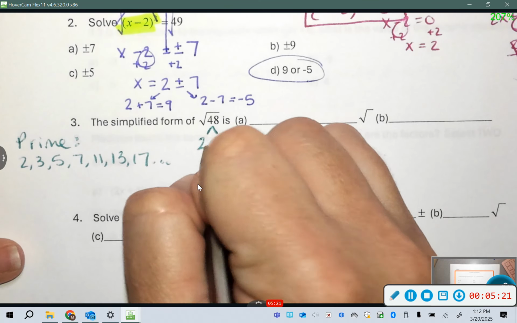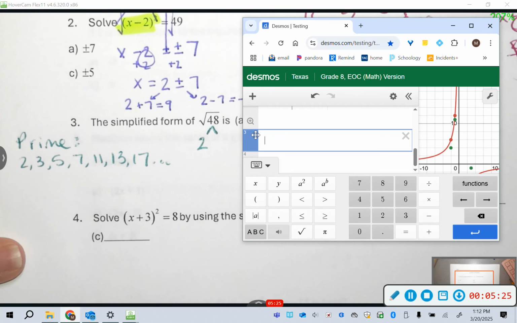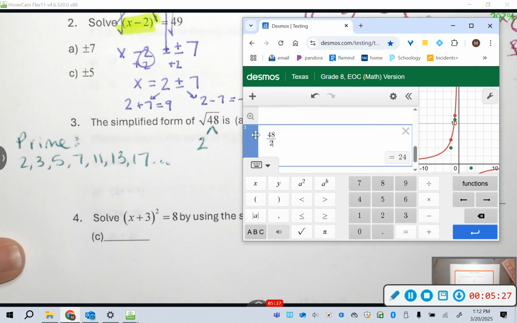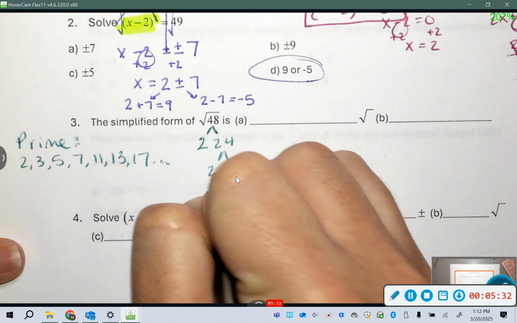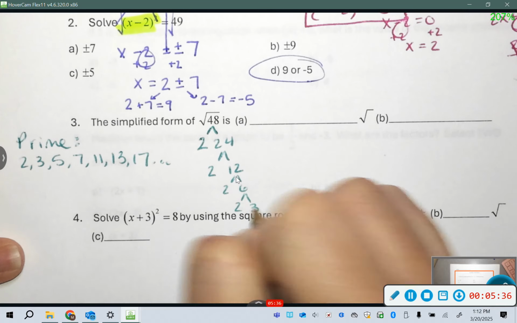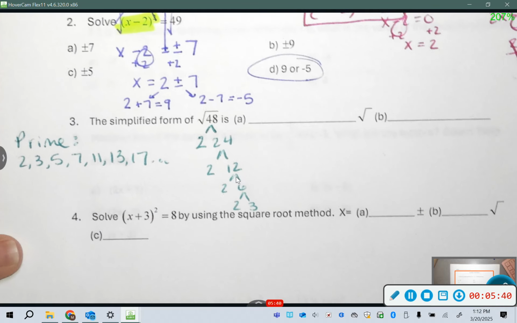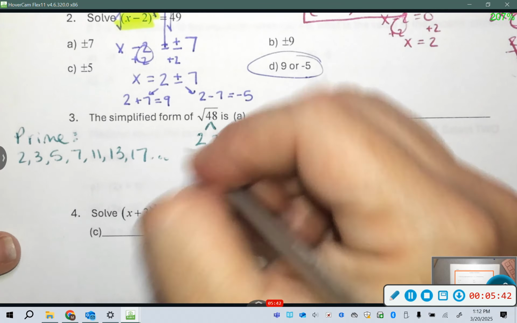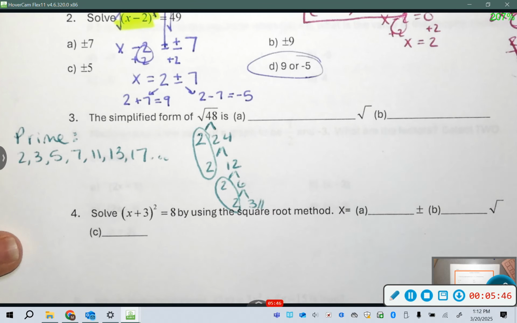2 does go into 48, and if I'm not sure, I can divide. So I know 48 divided by 2 is 24. So I know 2 and 24, and so on. I know 2 goes into 24 12 times, 2 goes into 12 6 times, and then 2 goes into 6 3 times, and 3 is prime, so I'm done. And remember, we circle our pairs. So I have a pair of 2's and a leftover 3.